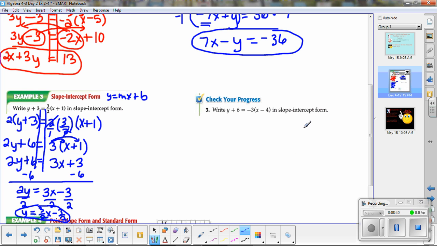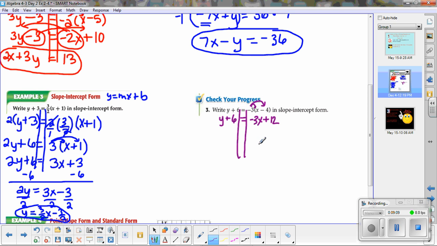You may want to pause the video and try the next one on your own. If you want to write this in slope-intercept form, you're going to want to do distributive property first. So you'll have y plus 6 equals -3 times x is -3x, and a -3 times a -4 is +12.